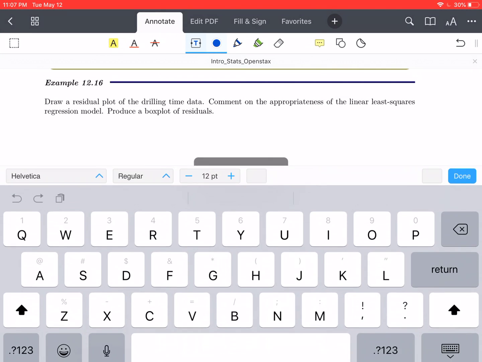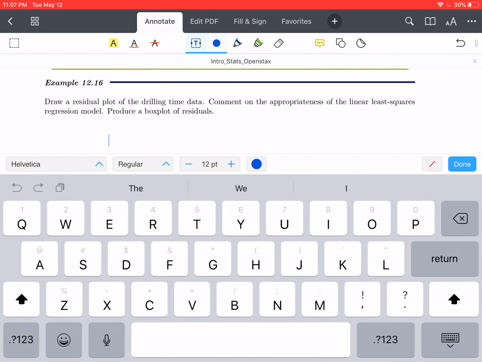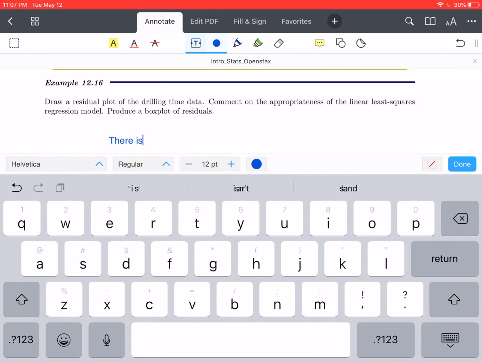Okay, so there is no discernible curve pattern to the residuals.